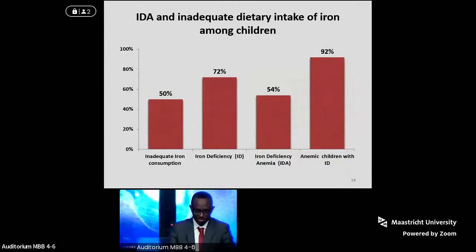What we found is in the high cluster anemia area, in the hotspot area of Ethiopia, iron deficiency is the most important cause of anemia, at least associated with anemia. For instance, inadequate iron consumption among children living there was 50%. Half of the children were having inadequate intake of iron. And iron deficiency was 72%, very high. And iron deficiency anemia was 54%. And anemic children were iron deficient, 92% were iron deficient.